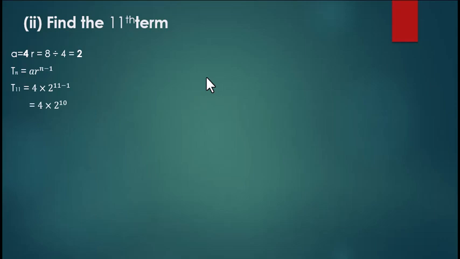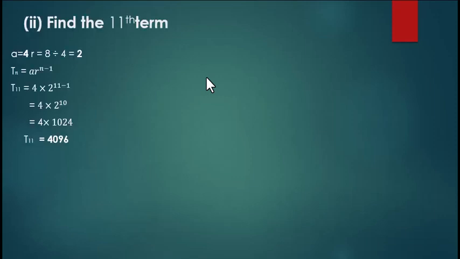So when we work out 2 to the power 10, we have 4 multiplied by 1024. 1024 multiplied by 4, we get 4096. Therefore our 11th term is 4096. This is how we find the 11th term. Even if they give you another term, this is the formula you're supposed to use.